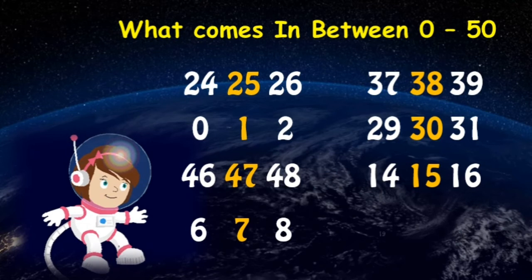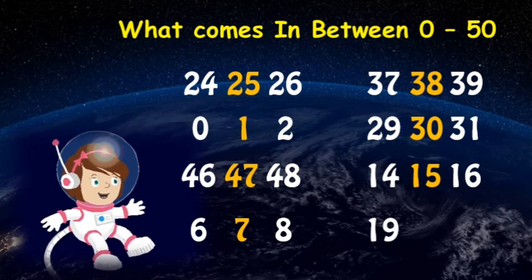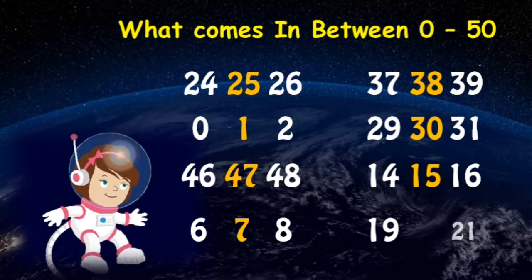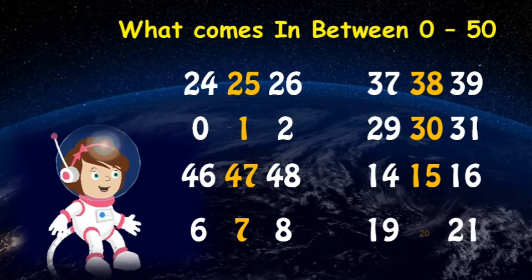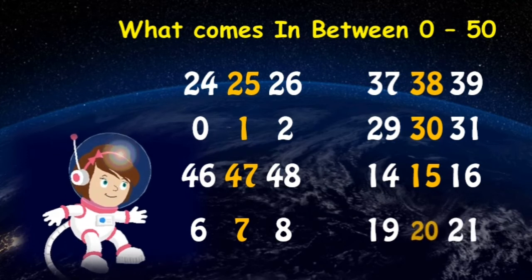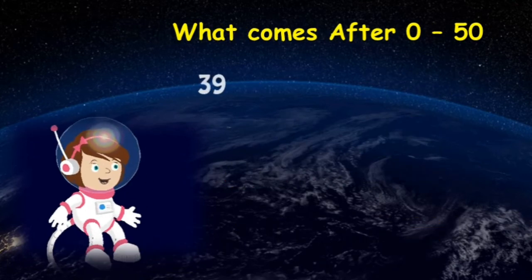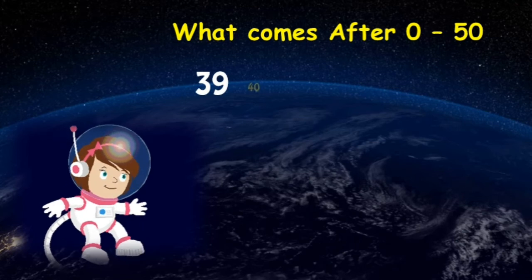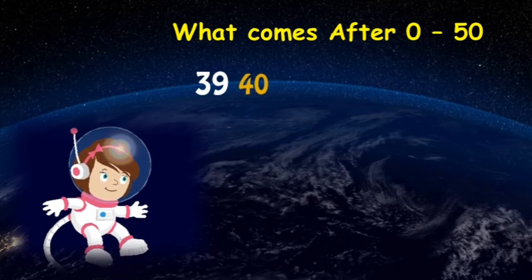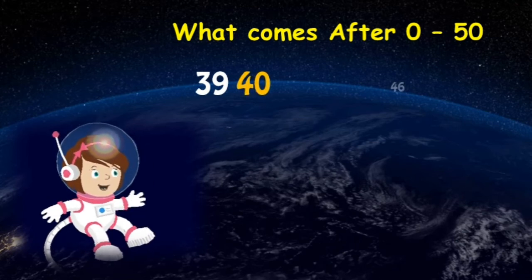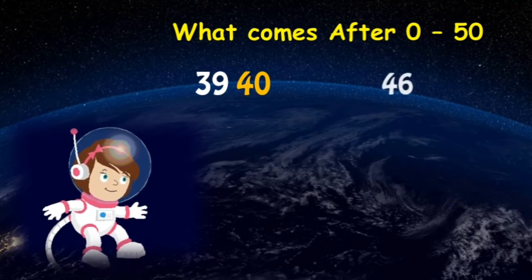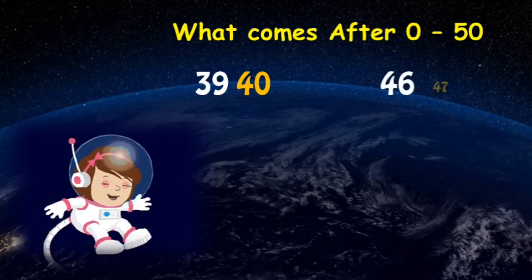And the last one, what comes between 19 and 21? What is the number that comes in between? The number 20. Awesome. Now children, what comes after 39? 40. What comes after 46? The number 47.